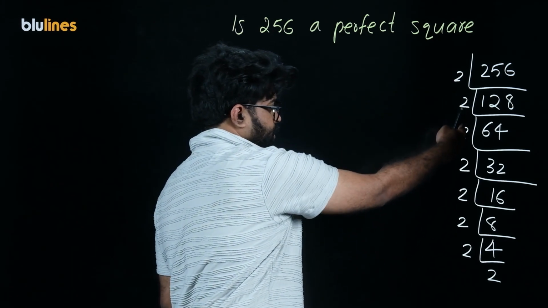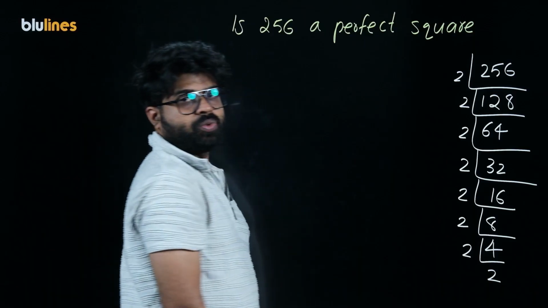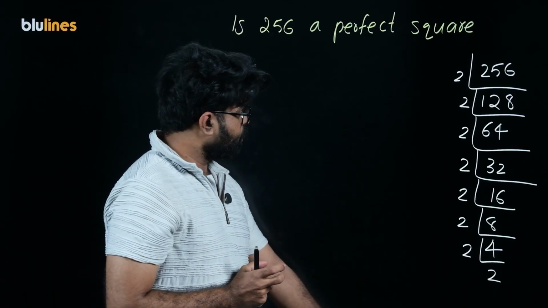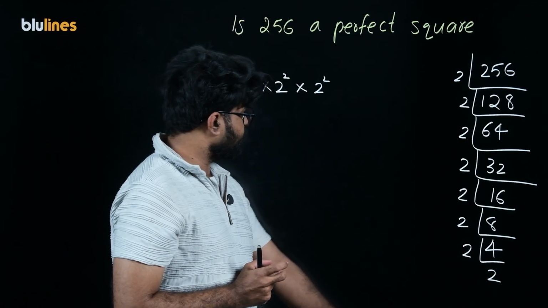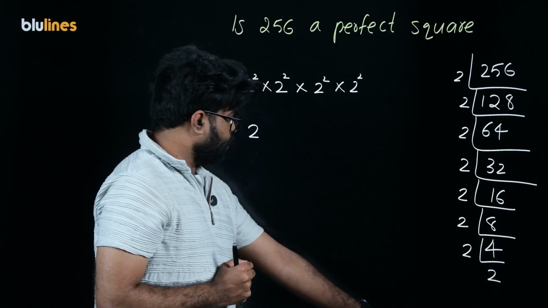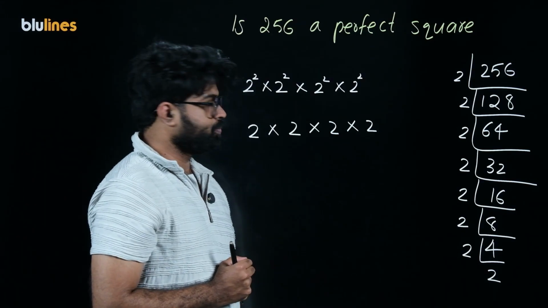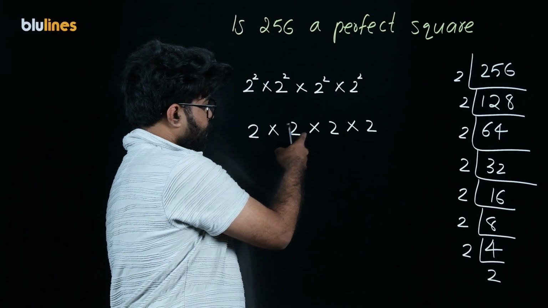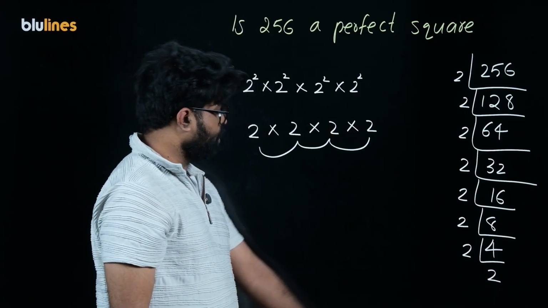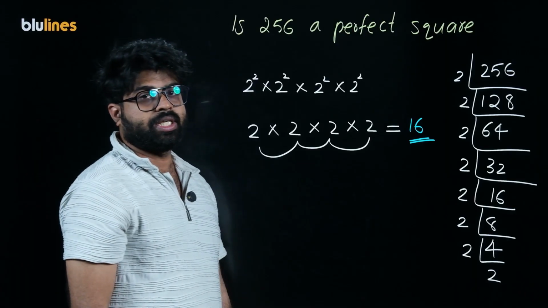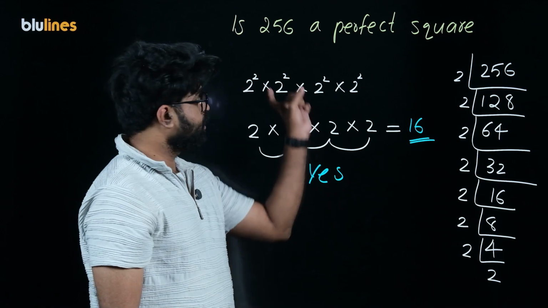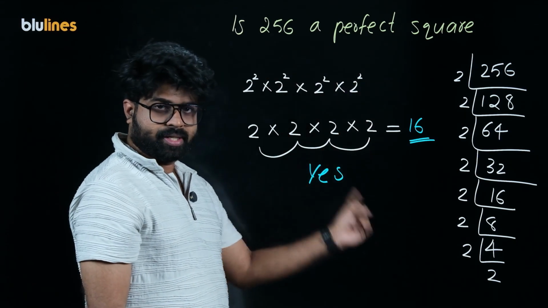You can see 1, 2, 3, 4, 5, 6, 7. There are 8 2's. So we can pair them as such. So 2 square multiplied with 2 square multiplied with 2 square multiplied with 2 square. So on pairing we have 2 multiplied with 2 multiplied with 2 multiplied with 2, which is equal to 16. So the square root of 256 is equal to 16. The question was, is 256 a perfect square? Yes, it's a perfect square.